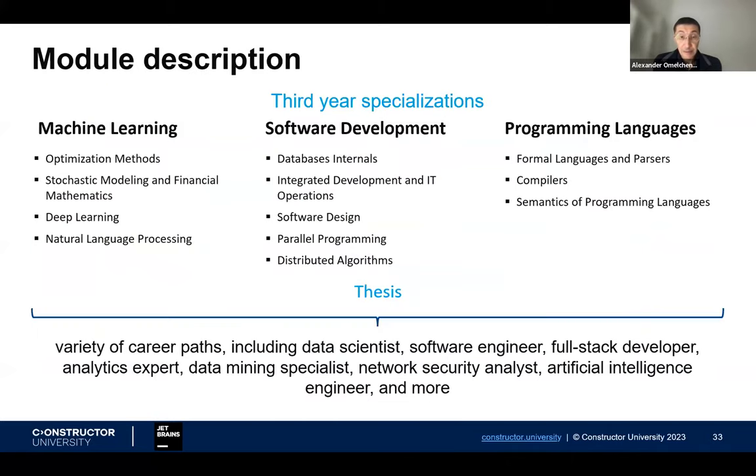Next slide, please. Yes, as I said, we have three specializations: machine learning, software development, programming languages. Right now, you could see several elective courses. Fortunately, right now we have maybe more plans. We are going to increase the number of such electives, and especially in the field of machine learning and data science.